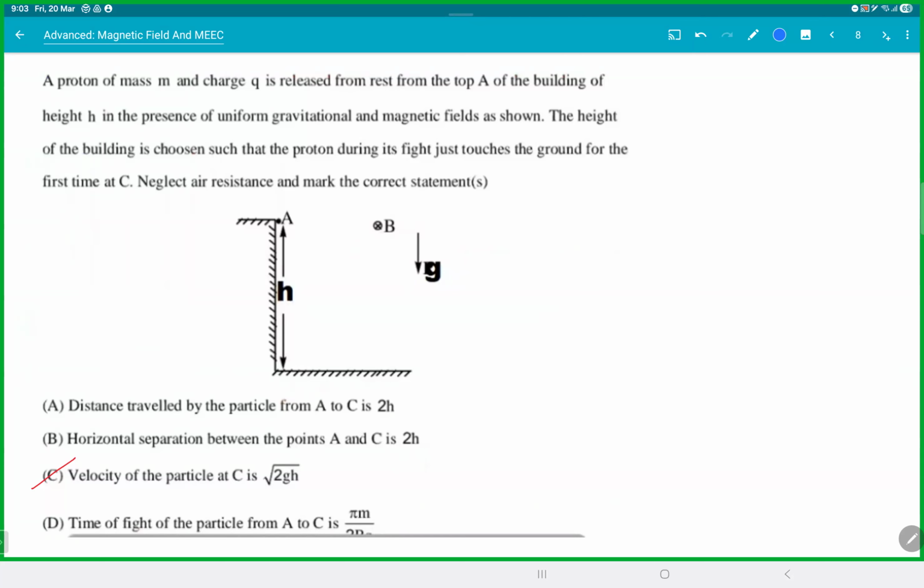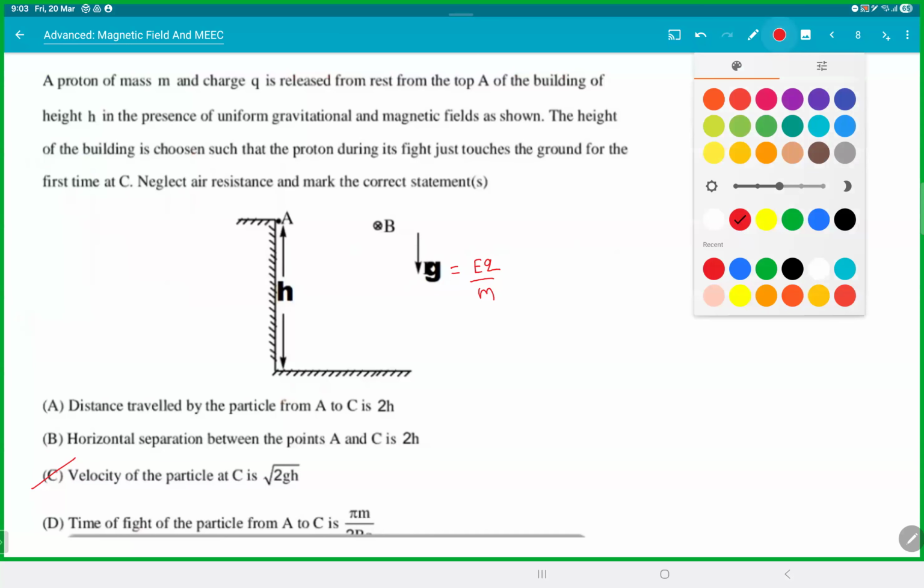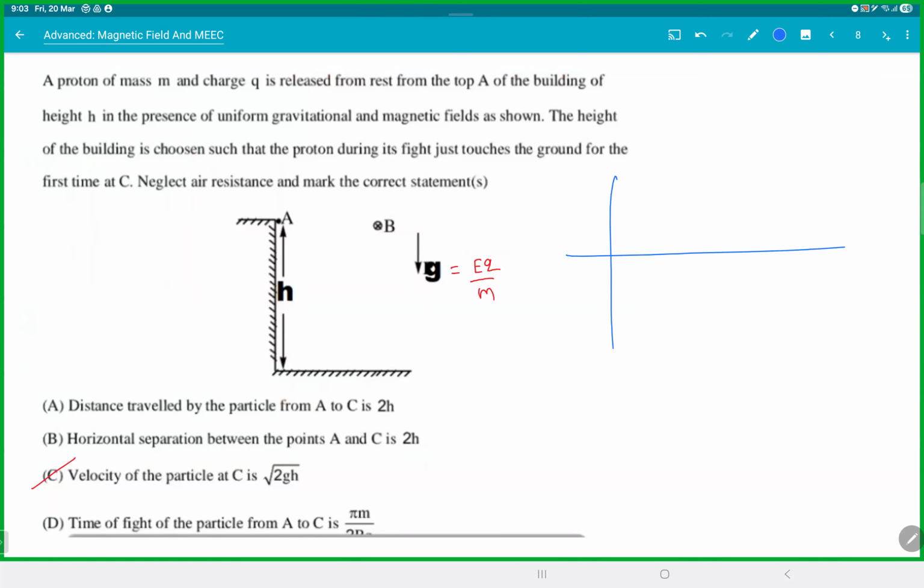So did you guys figure it out? So first thing, the comparison, g looks like EQ by m, isn't it? If you replace that electric field with gravity, the electric field is giving how much force? EQ. How much is gravity giving? mg. So can I say gravity is similar to EQ by m? Right? And now flip the whole question.